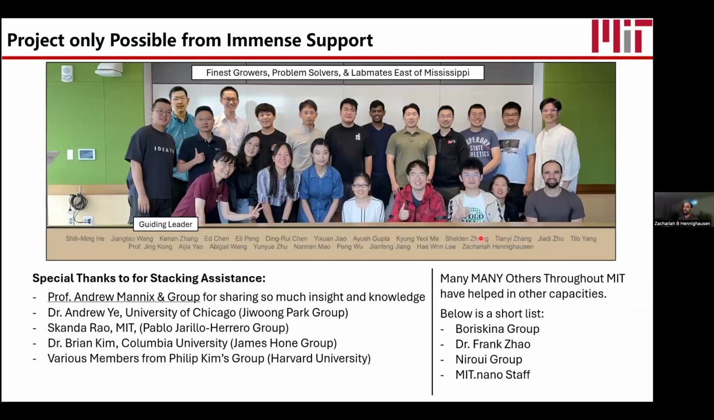This is the team, and they are absolute rock stars. I'm going to find us growers, problem solvers, and lab mates east of the Mississippi, probably more. And so we're going to work on cleaning up the interface, making a lot of heterostructures. Folks are helping us characterize them. We can see how far we can push it. I don't know if it's going to replace exfoliated. Definitely not in the short term, but hopefully it moves the community further along and makes it more industry friendly.